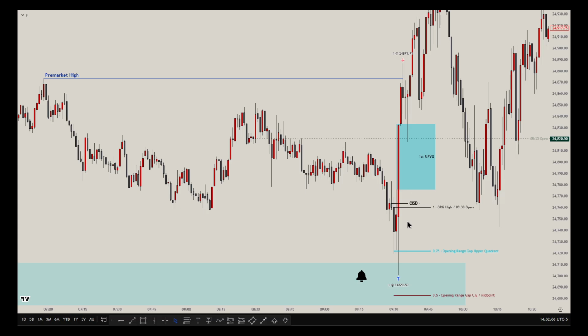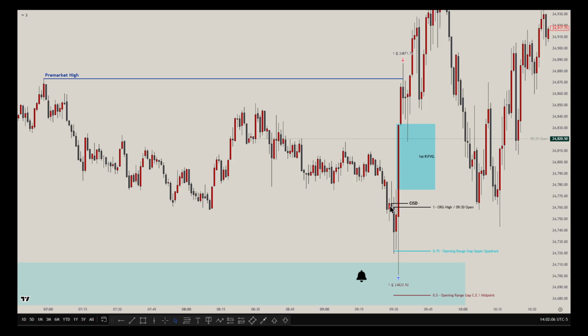But what makes the higher probability ones? When a change state of delivery has displacement through it, just like a market structure shift, just like an inversion fair value gap, that is a good change state of delivery, especially if that displacement is a fair value gap. Because what is a change state of delivery? It's the creation of an order block. When we see two down close candles and then you see an up close candle go through it, that changes the state of delivery from sell side to buy side. Because you're reversing the function of what a down close candle could typically do, and when you displace through that, this is now a bullish order block.